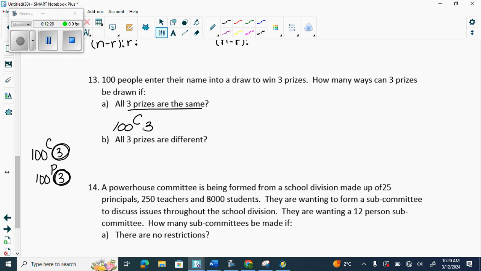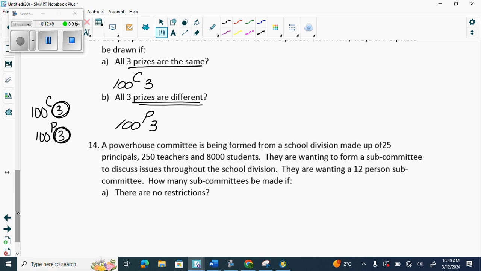Now, what if all 3 prizes are different? If they're different, does it matter if you picked first, second, or third? Yes. So then what would it be? P. And sometimes, guys, they don't work these out. That is the multiple choice answer. Sometimes the numbers are so big that you can't work them out. If you type it in your calculator, it's a ridiculous amount of numbers. So what they'll do is the multiple choice answer will actually be like 8,000C2 or whatever. It won't be typed into your calculator as some big number.